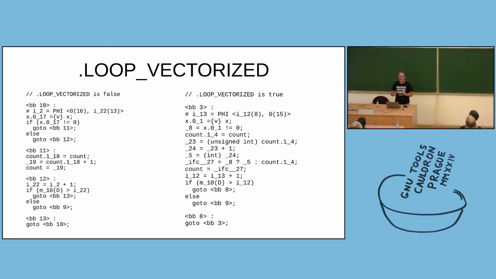But then we come to the next pass that vectorizes it, and it doesn't want to vectorize this. So it removes the one where loop vectorized is true. Then my tool will see that, okay, when loop vectorized was false, it is sort of an identity transformation, that's completely fine. If loop vectorized was true, then the source did not have undefined behavior, but the optimized one has undefined behavior. So it must be a bug.